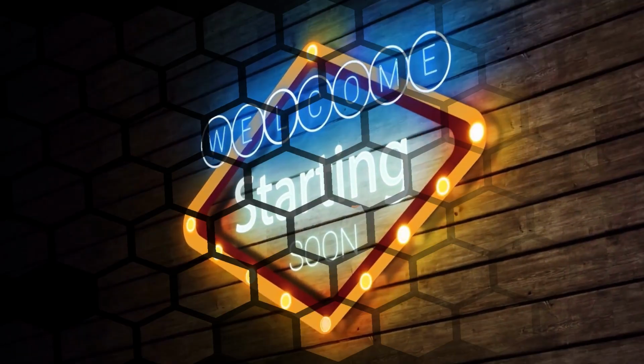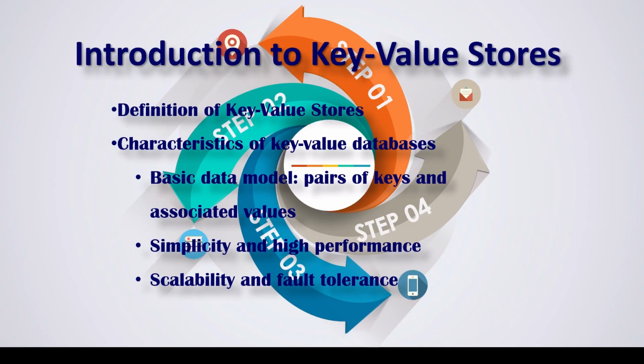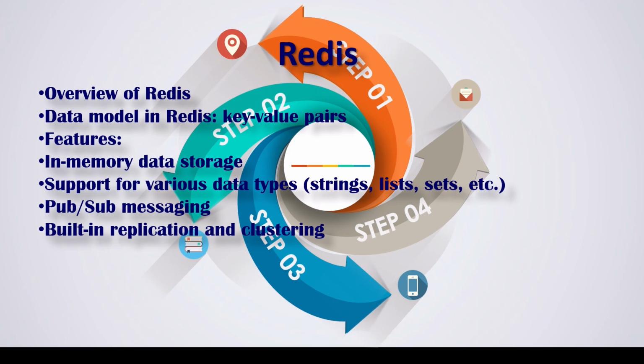Definition of key value stores. Characteristics of key value databases: basic data model, pairs of keys and associated values, simplicity and high performance, scalability and fault tolerance. Overview of Redis data model: in Redis, key value pairs. Features: in-memory data storage, support for various data types such as strings, lists, sets, etc., pub-sub messaging, built-in replication and clustering.